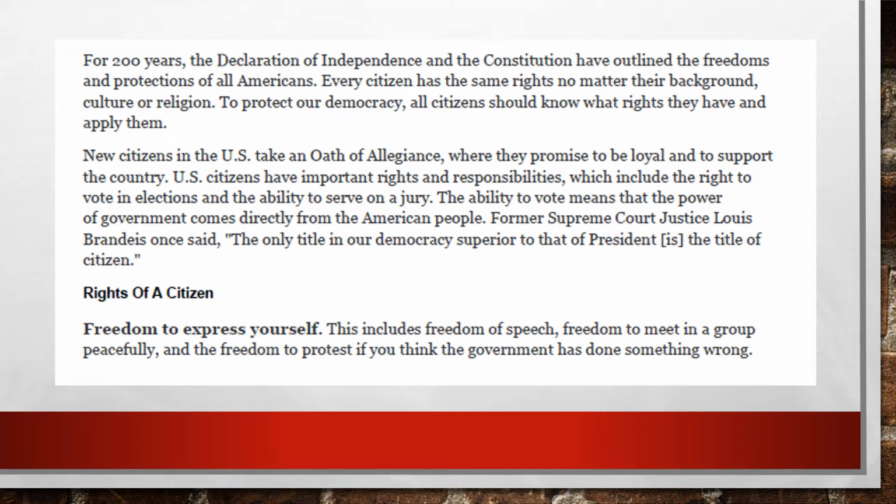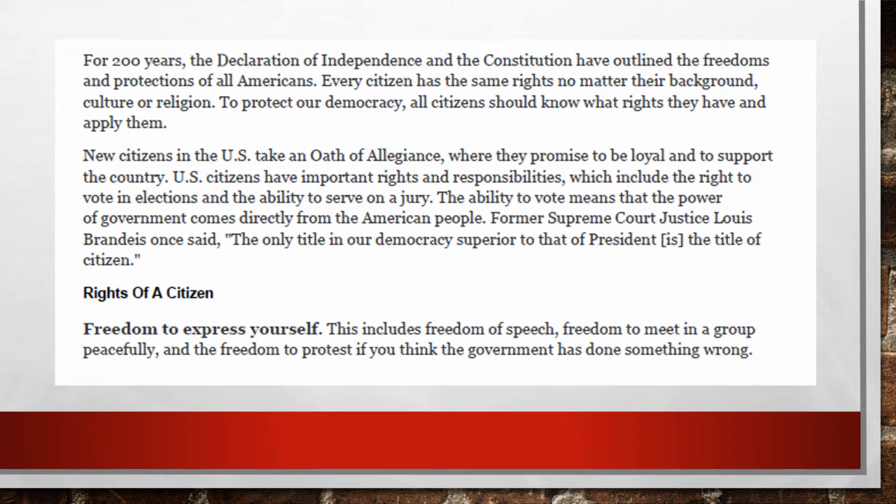So this first paragraph right here is kind of just introducing our text. It's talking about how every citizen has specific rights living in our country. Okay, so that would be kind of the main idea of that paragraph. I'm going to continue reading.